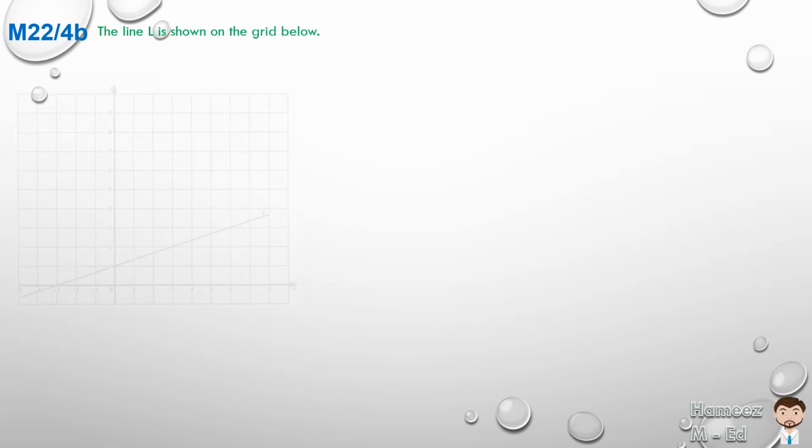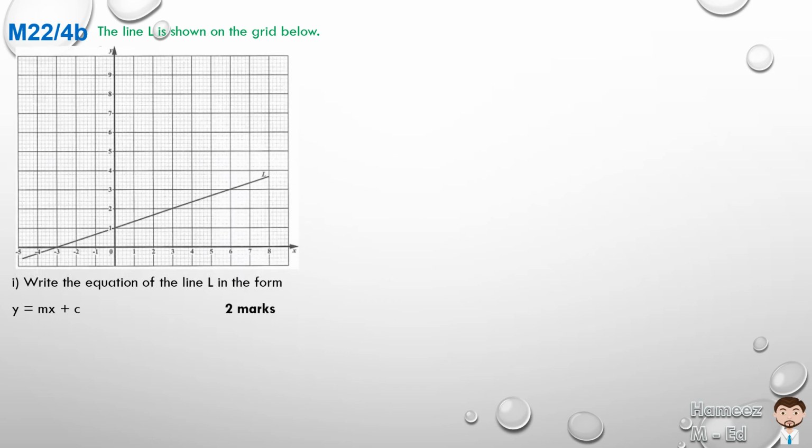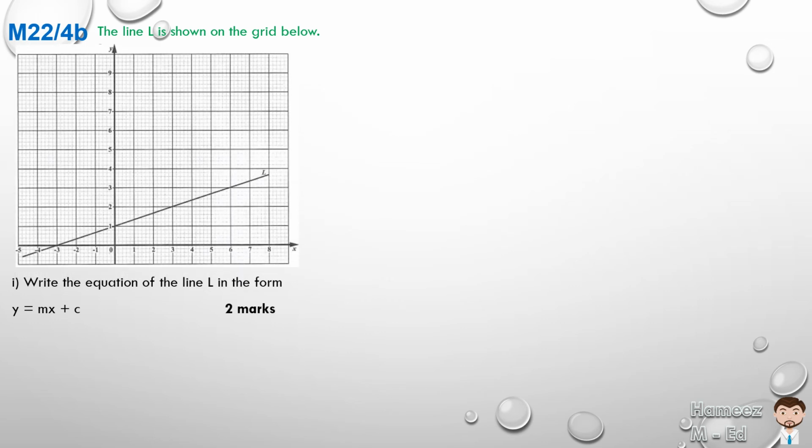May 2022, number 4b. The line L is shown on the grid below. Write the equation of the line L in the form y is equal to mx plus c. So what they're asking us to do is find the equation of the line. So the first thing we can do is find the gradient of the line.